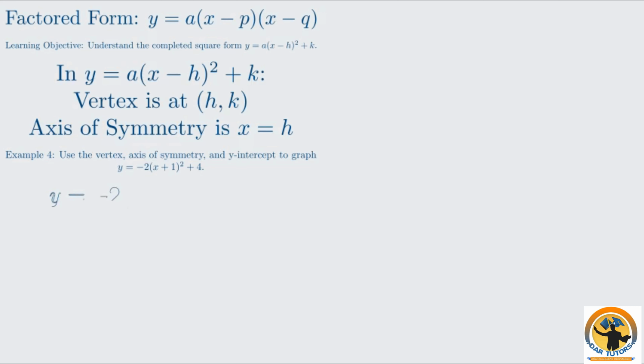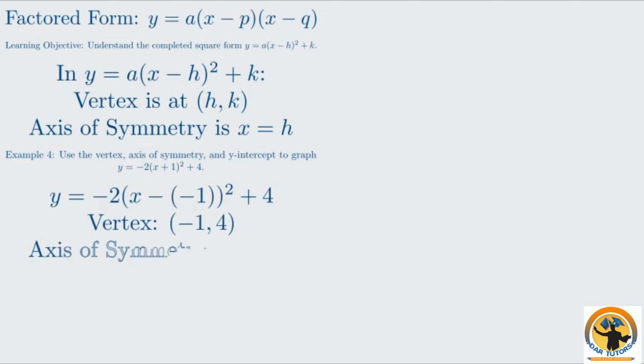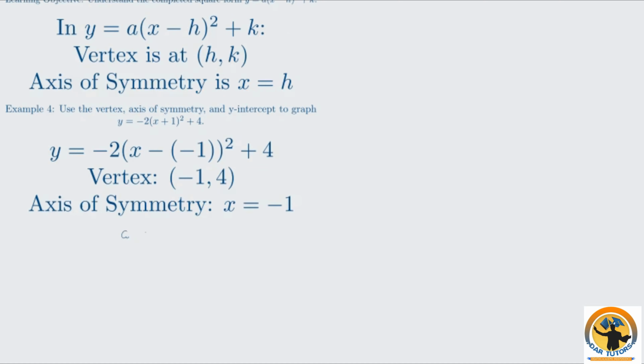First, the vertex. Our equation is y equals -2 times the quantity x minus -1 squared plus 4. So h is -1 and k is 4. The vertex is at (-1, 4). The axis of symmetry is x equals -1. What about the direction the parabola opens? We look at a. Here, a is -2, which is less than 0. This means the parabola opens downwards.